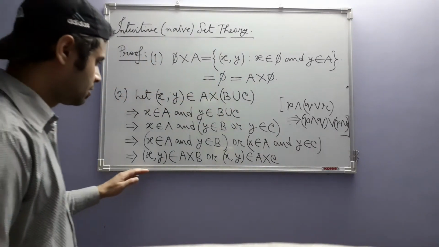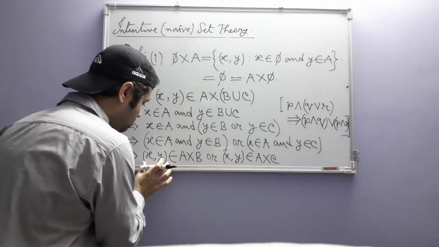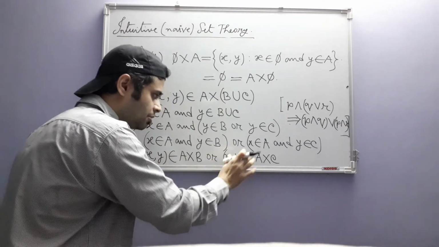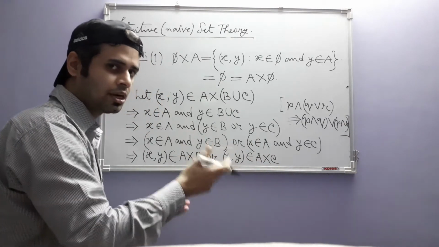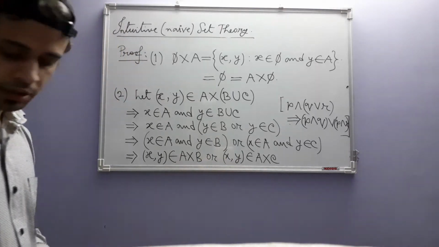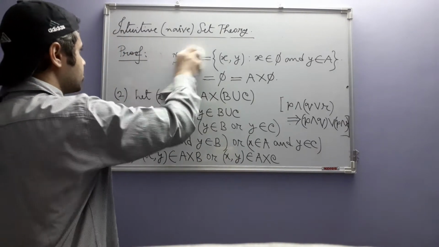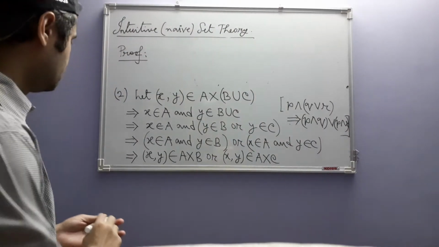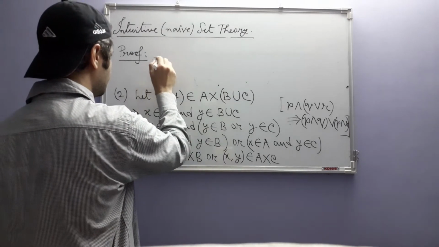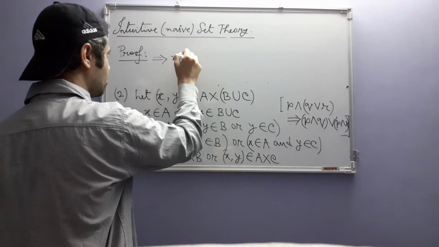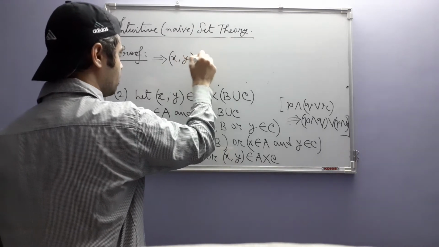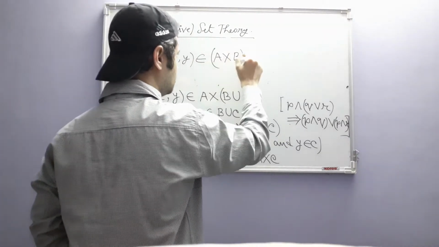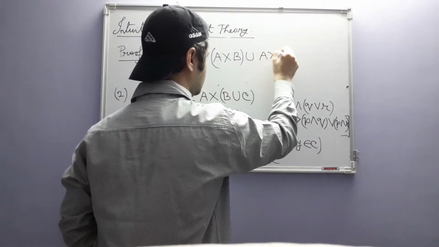Okay, and now we have the same element, ordered pair (x, y) belongs to A cross B, or that same element belongs to A cross C. That's why now we will have union because we have OR. So this will imply, from here we can write, (x, y) belongs to A cross B union A cross C.